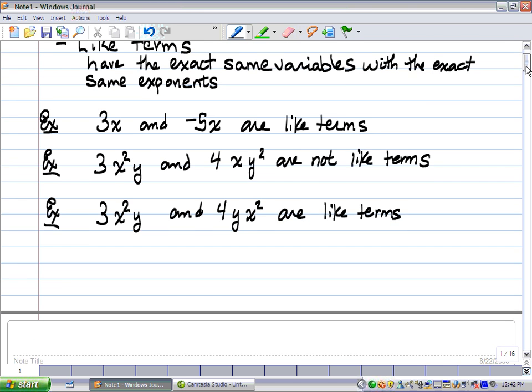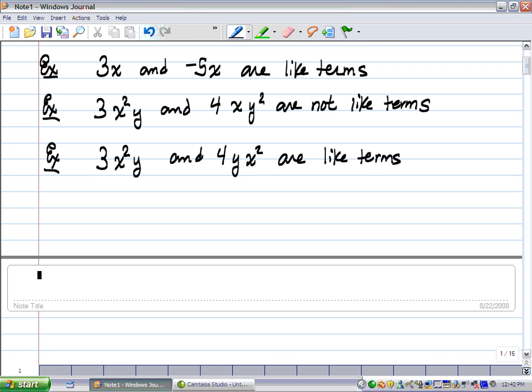Okay, let's look at some examples of combining the like terms. First example will be 2x plus 3x. These are like terms, so we combine them by looking at their coefficients. The coefficient is the number next to the variables. If there is no variable, the entire thing is called a constant term. These are variable terms because there are variables in them.